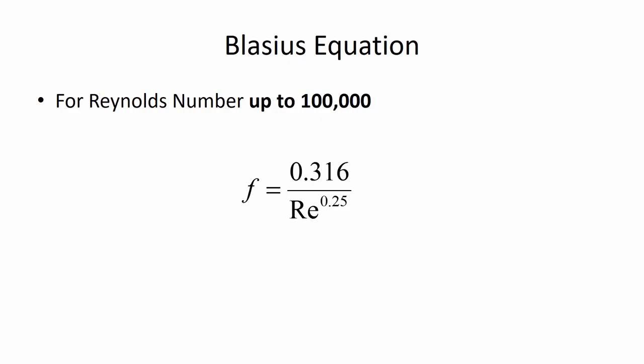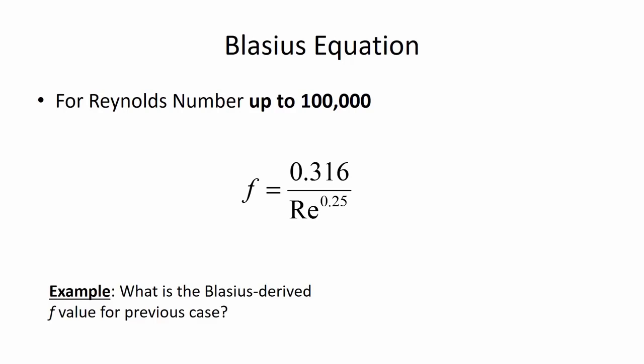The Blasius equation is only valid for a Reynolds number up to 100,000. It's another one of these really easy ways to calculate the f value. Just to get a feel for that, let's apply the Blasius equation to the situation we just did, where we had a Reynolds number of 1.87 times 10 to the 6th, to see how it does. It's good under the right circumstances, which is up to 100,000.